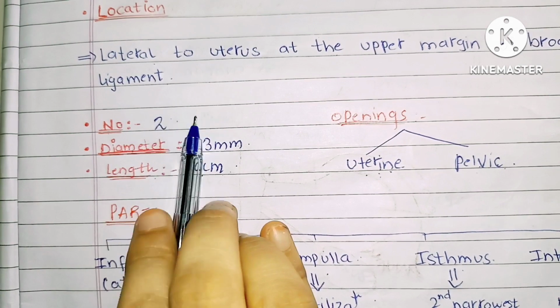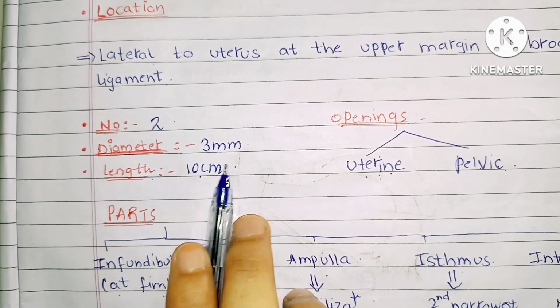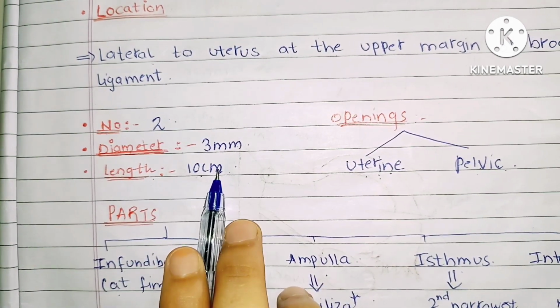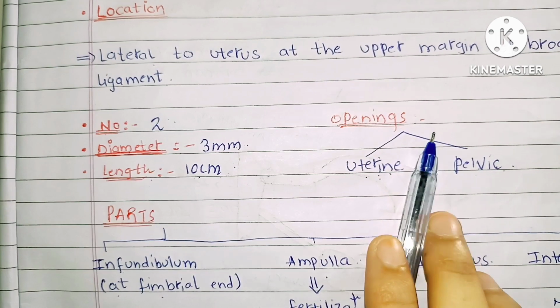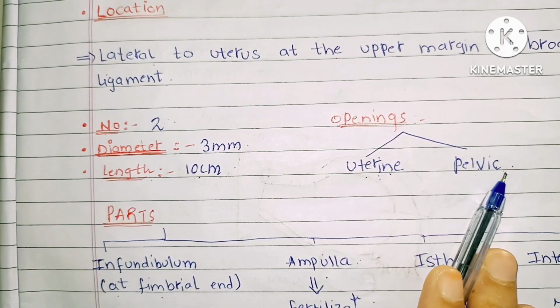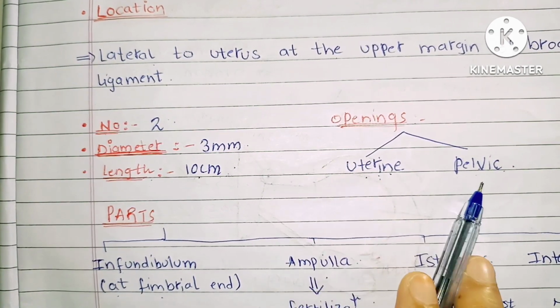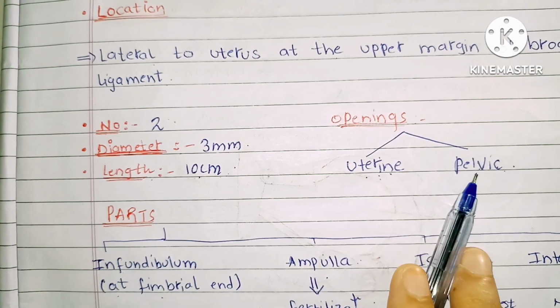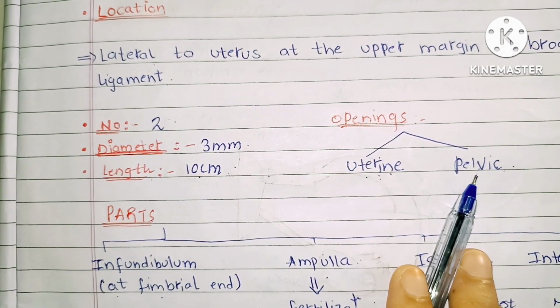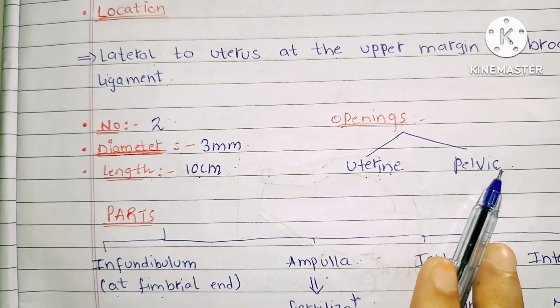It's 2 in number, the diameter is 3 mm and the length is 10 cm. There are 2 openings, one is uterine and one is pelvic. One opening is into the uterus, and the other opening is in the pelvis. So it has 2 openings, uterine and pelvic.